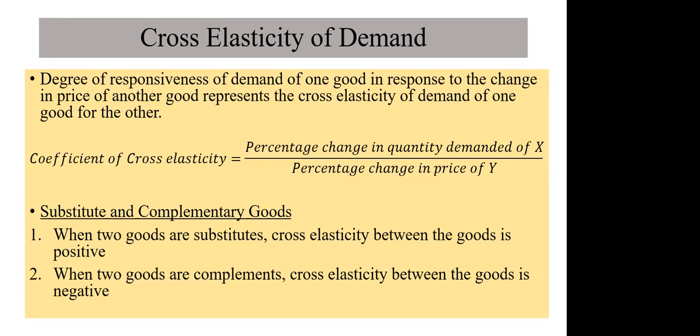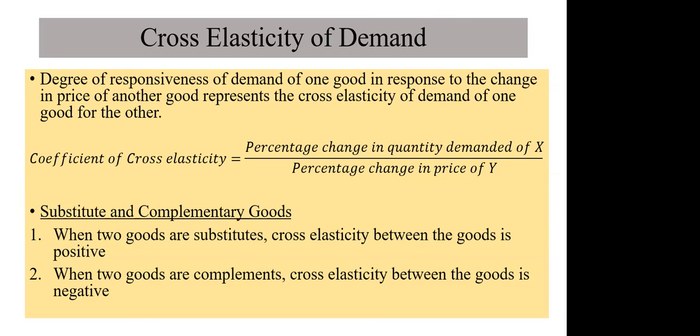So the degree of responsiveness of demand of one good, suppose good X, how will the responsiveness in demand be if the price of good Y changes, not its own price, but the price of the related goods. So this represents the cross elasticity of demand. If we look at the formula, the coefficient of cross elasticity shows the percentage change in quantity demanded of good X divided by the percentage change in price of Y, where X and Y are related goods, in terms of substitutes or maybe complements.